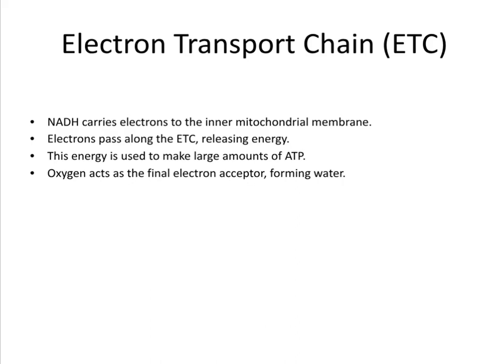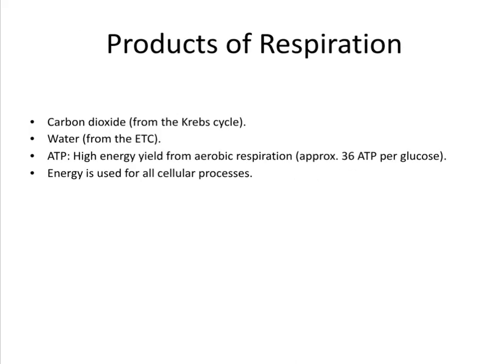Electron transport chain, ETC. NADH carries electrons to the inner mitochondrial membrane. Electrons pass along the ETC, releasing energy. This energy is used to make large amounts of ATP. Oxygen acts as the final electron acceptor, forming water.